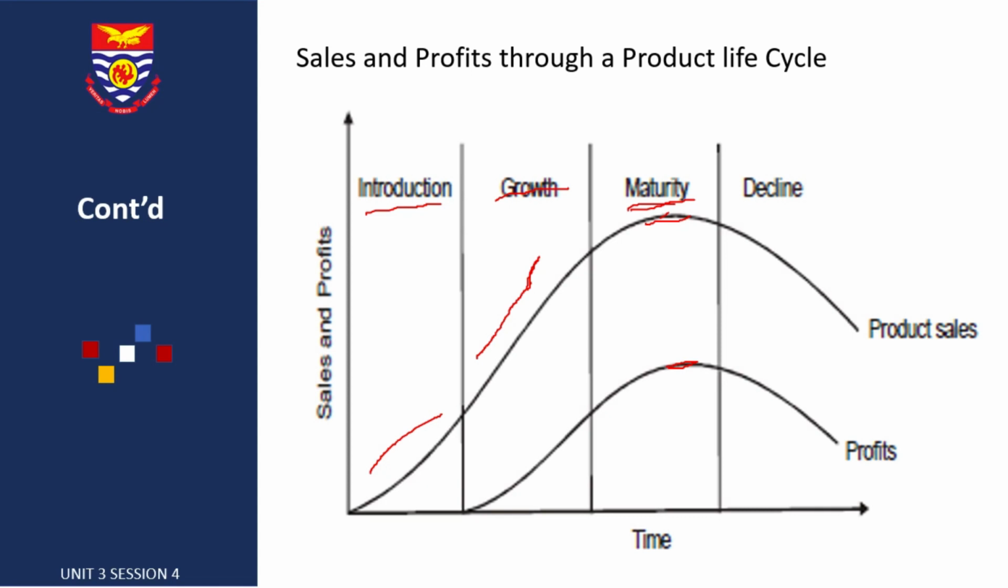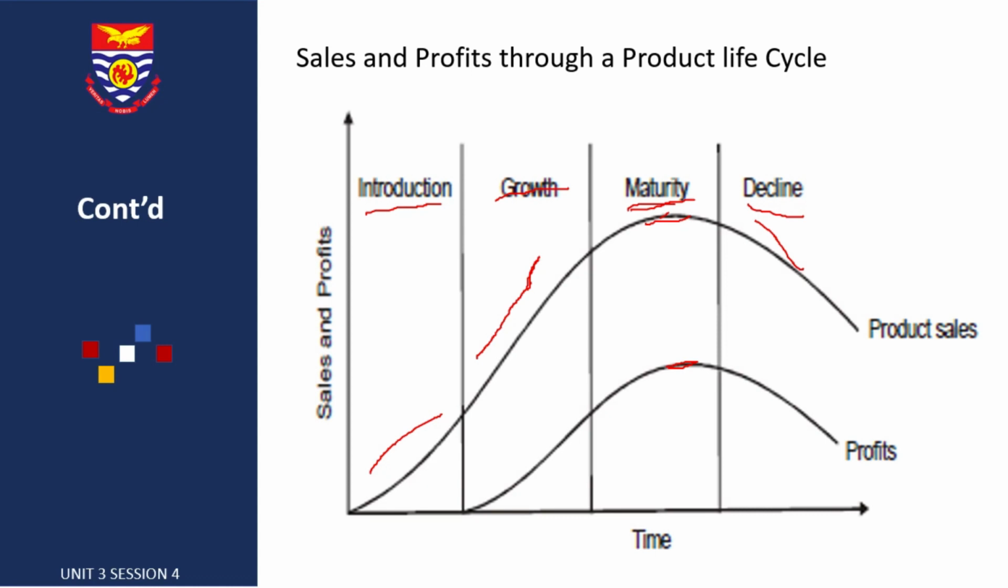Right from the maturity stage, the product gets to the decline stage. At the decline stage, the product begins to fade off from the market. There are some products that came and passed, and we have never heard of them before.